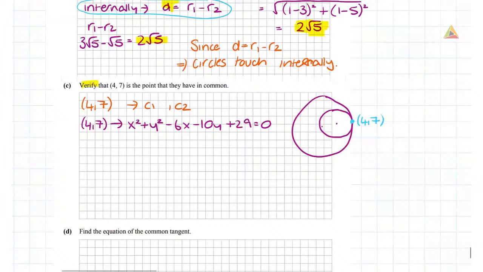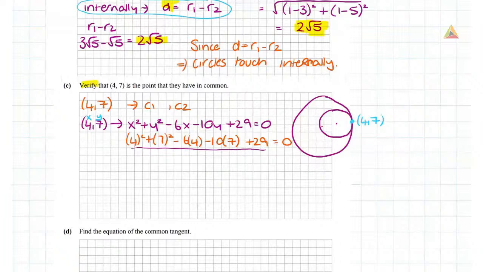And what we're going to do is everywhere we see an x, we're going to replace it with a 4. Everywhere we see a y, we're going to replace it with a 7. So that should give me 4 squared plus 7 squared minus 6 times 4 minus 10 times 7 plus 29, and we're hoping that if that point lies on the circle, it should equal 0. So your job is to put all of this into your calculator, and that should end up giving you 0 is equal to 0. So therefore we can say that 4, 7 is on the circle C1.